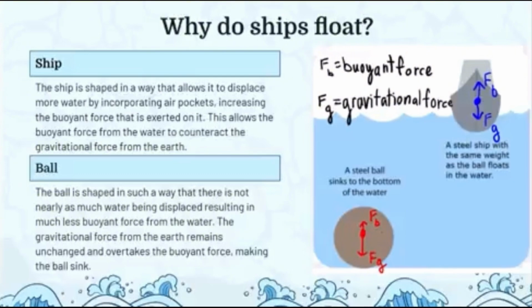As you can see also in these force body diagrams, there is the same amount of gravitational force, but there is much more buoyant force on the ship, which is allowing it to float. And since there is very little buoyant force on the steel ball, it will sink.